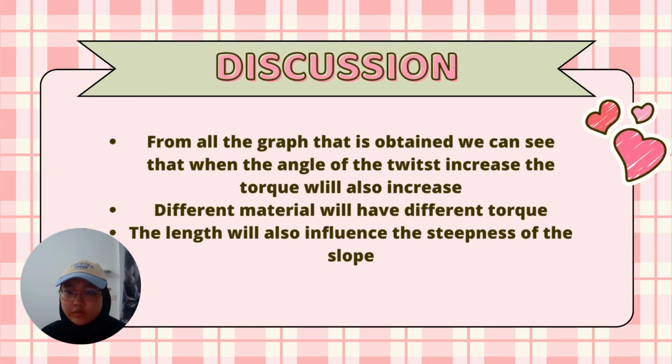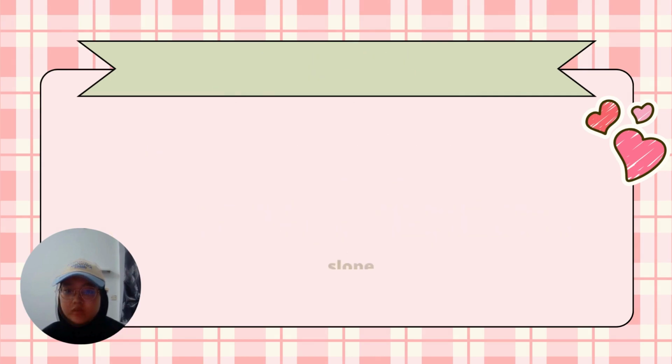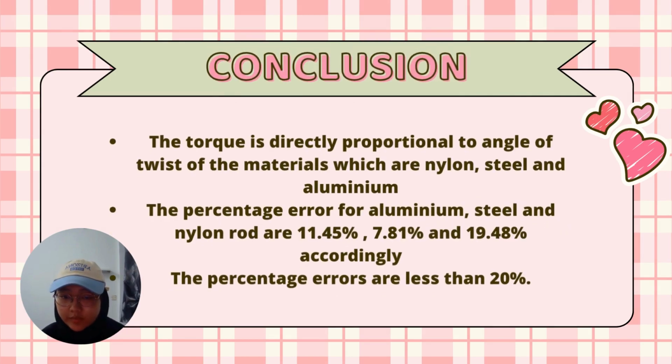So for further discussion, from all the graphs that are obtained, we can see that when the angle of twist is increased, the torque will also increase. Different materials will have different torque. The length will also influence the steepness of the slope. So we can conclude that the torque is directly proportional to the angle of twist of the material, which are nylon, steel, and aluminum. The percentage error for aluminum, steel, and nylon rod are 11.5%, 7.81%, and 19.48% accordingly. Since the percentage errors are less than 20%, we can say that the experiment is a success and we have obtained the objective of this experiment.